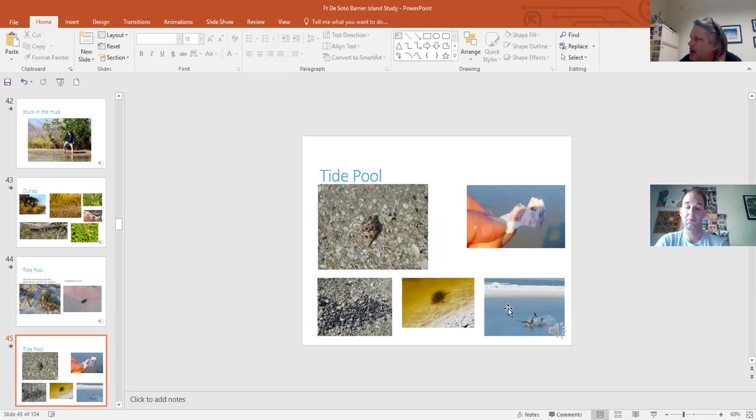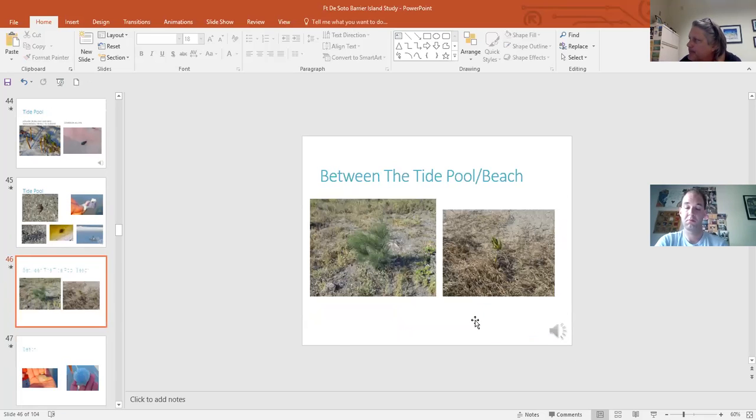You can see there's the sandbar. Here's your tide pool. There's the Gulf. Here's some feeding pelicans and barnacles. Here's a little Australian pine and a little mangrove trying to make it.